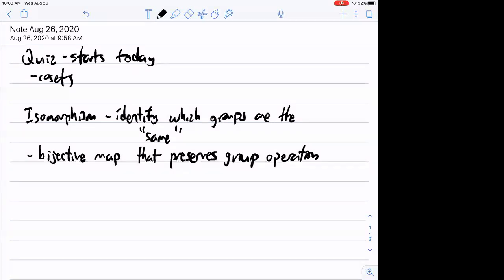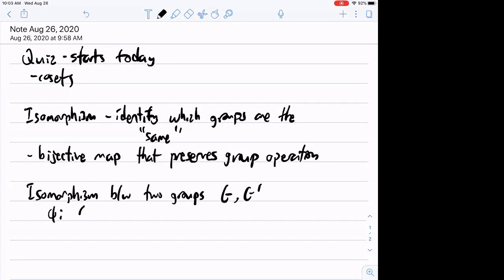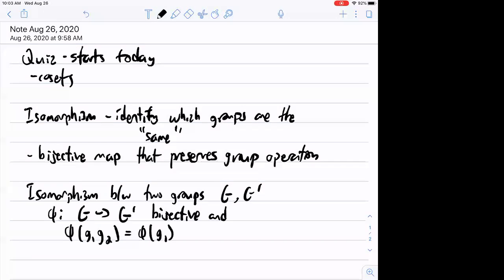So an isomorphism between 2 groups G and G prime is a map phi from G to G prime. It's bijective, and phi of G1, G2 is phi of G1 times phi of G2. So this is the preserved group operation.